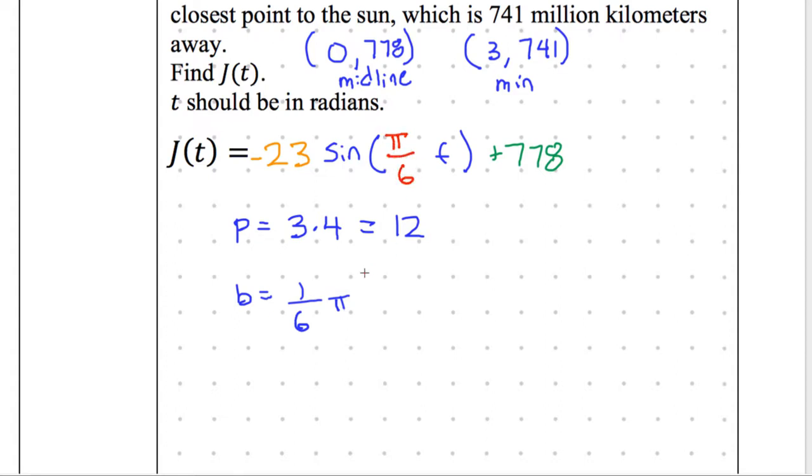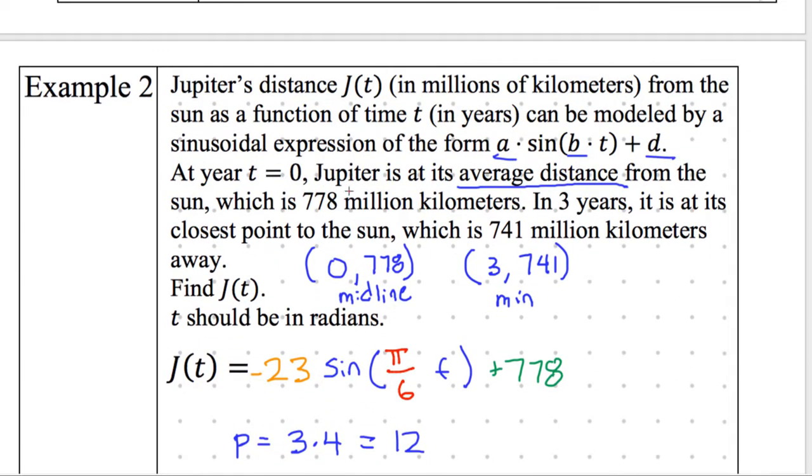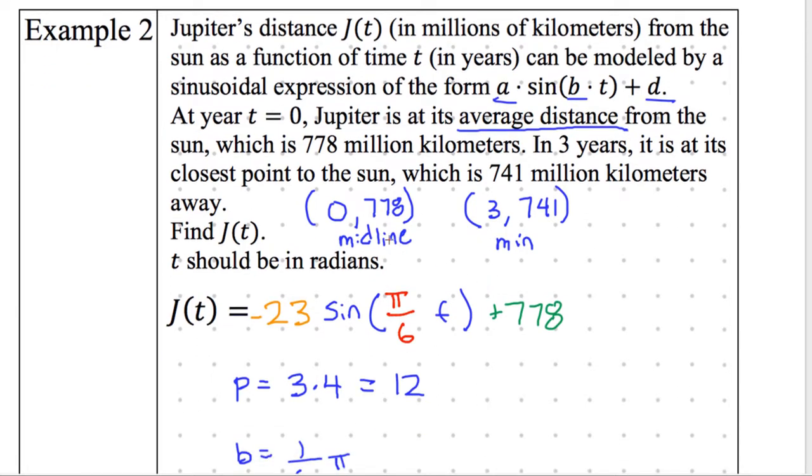And there it is. So just knowing how to dissect this word problem to get these 2 points and knowing if they're a midline, a minimum, or a maximum, that is the new stuff that we're doing. You already know, once I have these 2 points, if it's a midline or a minimum or a maximum or whatever, how to build the function from there. So now we're just trying to figure out what those points are and then you're ready to go.